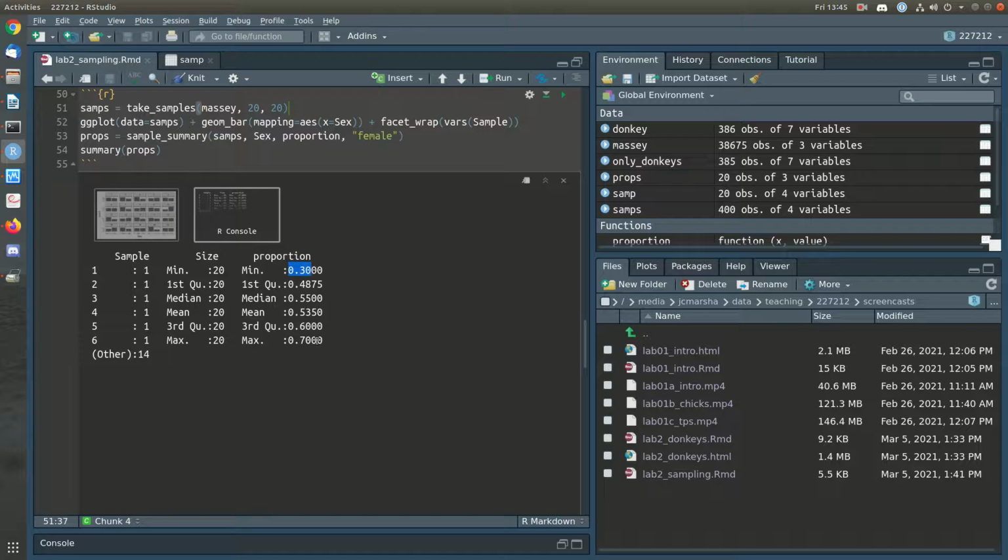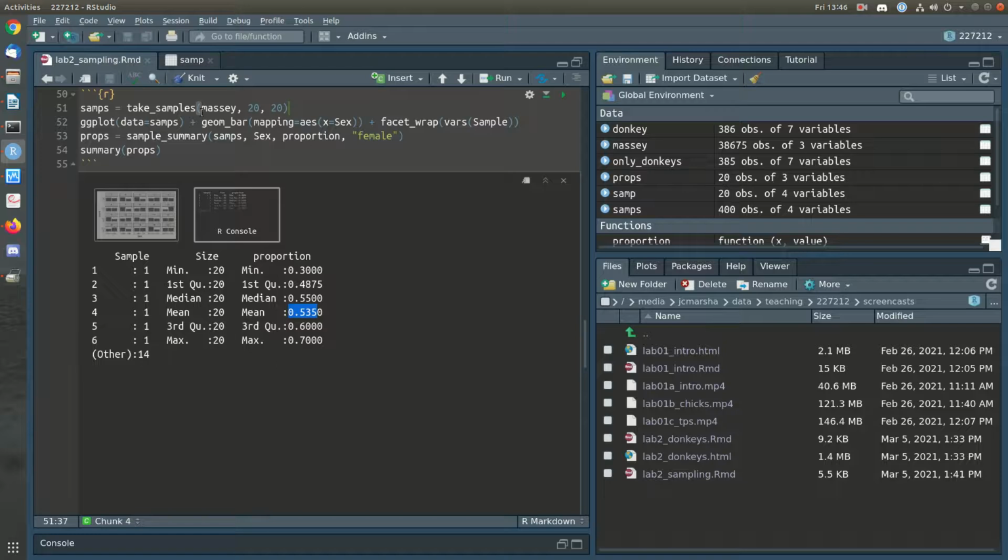But if you look across all the samples, we get an average proportion of about 53%. And 53%, you'll remember, is the population proportion. So on average, each of the 20 samples of size 20 that we've taken has been centered on, or had a similar proportion to, the actual truth, the population proportion. But there's some spread, some scatter around that, just due to the sampling process.